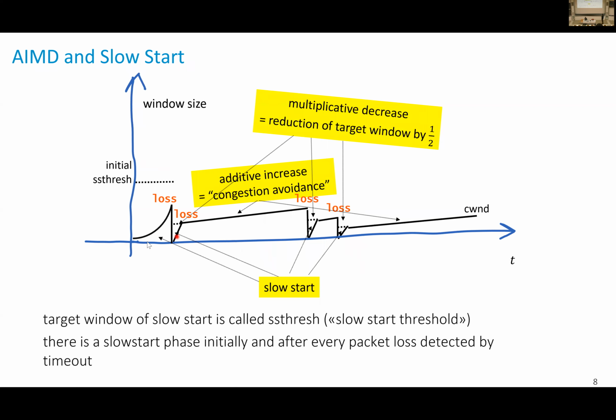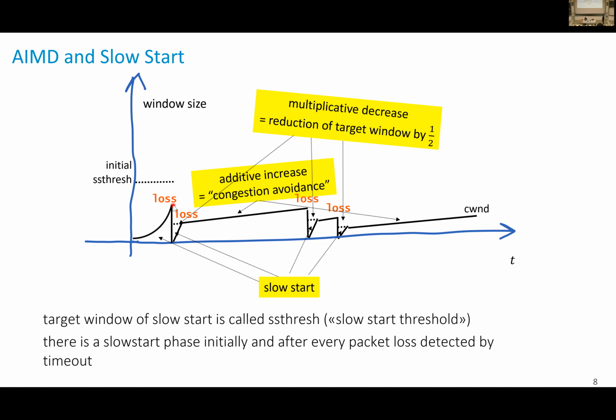If we combine the two, we have typically a plot like this one. I'm showing on the x-axis time, and on the y-axis the window size, the congestion window, as controlled by TCP. We see that we start in slow start, so we raise the window exponentially. We must guess what is called the target window, which is called slow start threshold in TCP. Now we understand why the target window is called slow start threshold, because it is really the threshold that we put when we do slow start here.